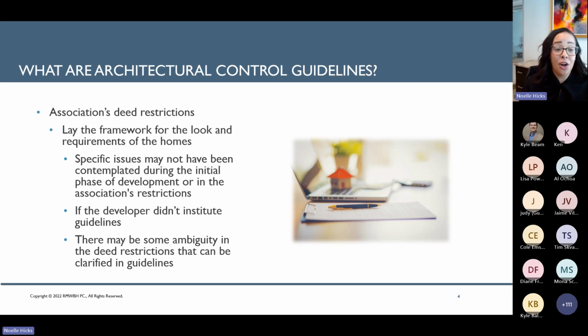And then sometimes there are no architectural guidelines. The developer didn't even consider the fact that there may need to be architectural guidelines. And then finally, we might find that there might be some ambiguity. If there is an architectural guideline, there may be ambiguity between a provision in the deed restrictions and the guidelines, or sometimes the guidelines can be used as a tool to actually clarify something that's in the deed restrictions. So there's a lot of different reasons or ways that we can see how guidelines can come into play or why they might be needed. And so today we'll talk a little bit about the importance of those, get a little bit of clarity on why they might be necessary and how they can be used in the community.